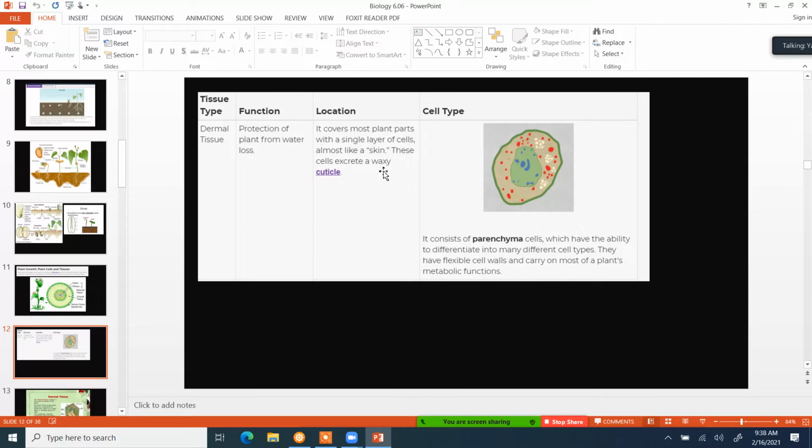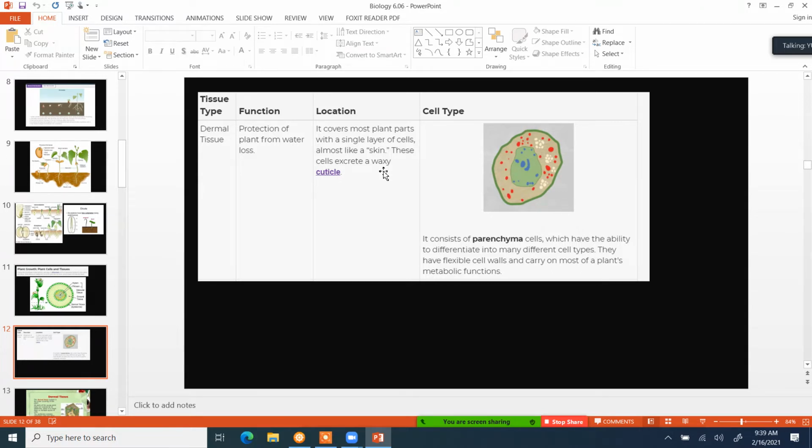We talked about last time, like on leaves, right? On the outside, it's kind of plasticky, kind of waxy or plasticky. So that's called the cuticle. That protects the plant from losing a lot of water, right?